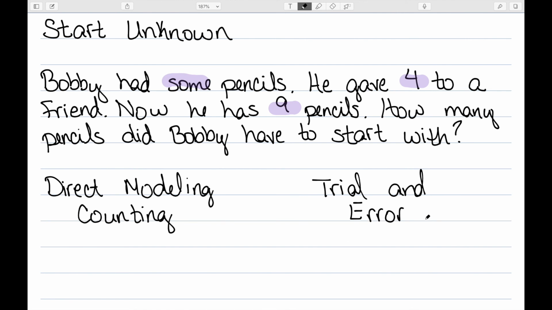Both direct modeling and counting will have the common strategy of trial and error with start unknown problems for separate, just like they did for the start unknown join problems. And if we tried to form a number sentence here, we're asking how many minus 4 is equal to 9. So this is the basic form of the number sentence for start unknown separate problems.